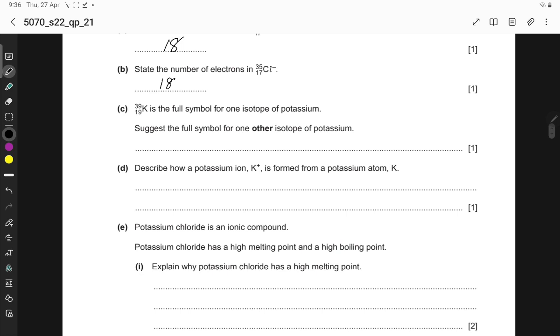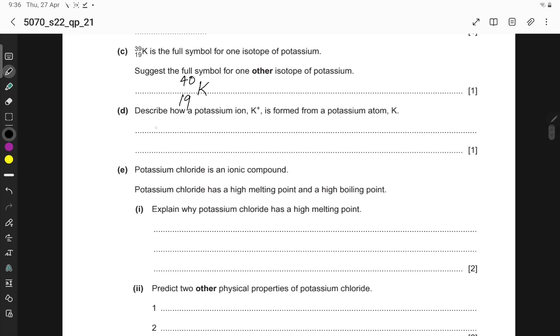K is the full symbol for one isotope of potassium. Suggest the full symbol for one other isotope of potassium. This is 39, use 40 and 19. Describe how a potassium ion is formed from a potassium atom. Potassium atom loses one electron to form potassium ion.